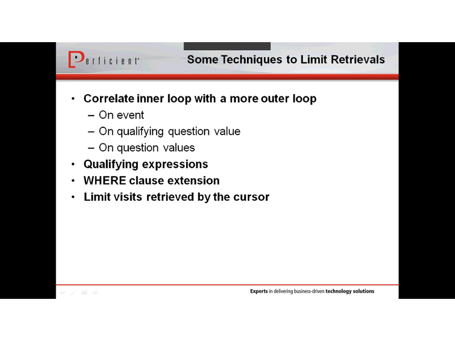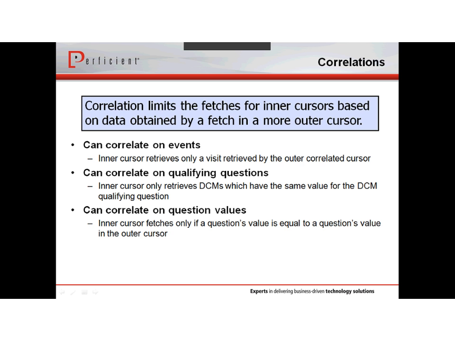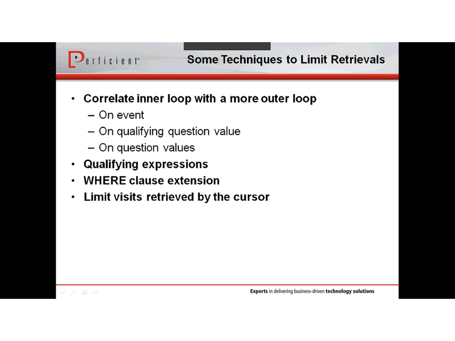You can correlate on a specific event, like on the same visit between the inner cursor and the outer cursor. You can also limit on the qualifying question value. If you're using a qualifying value, you can say just fetch the cursor with the same qualifying value. You can also correlate on the question values: the question in cursor A has the same value as the question specified in inner cursor B. These all work in the same way, and they have the same effect on the performance.